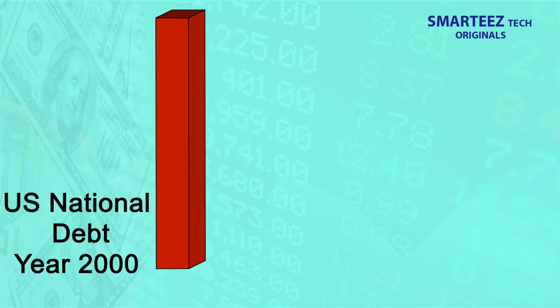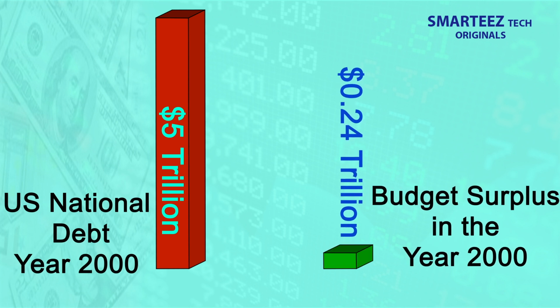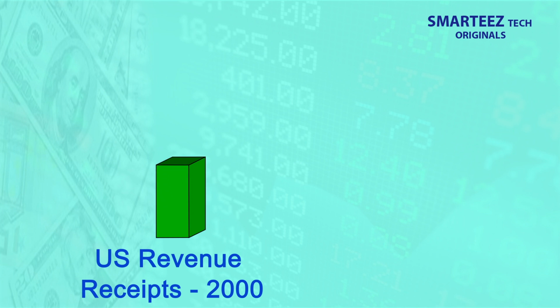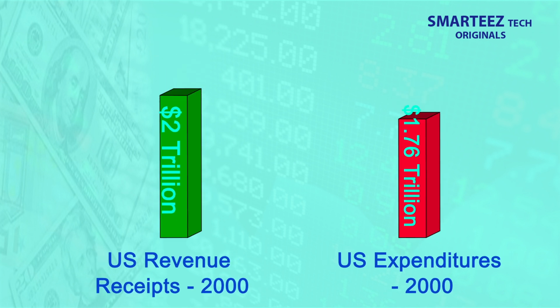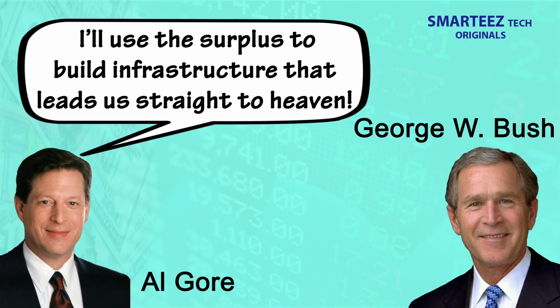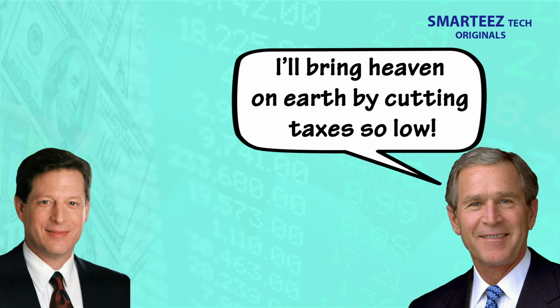In the year 2000, the US national debt was around $5 trillion. The US government also recorded a budget surplus of $0.24 trillion, or $240 billion. In other words, the amount of revenue collected by the government exceeded the amount of money spent by the government. During the US presidential debates in 2000, between Gore and Bush, a large section of the discussion focused on how the budget surplus, which was expected to keep growing for years to come, would be handled by the incoming president.